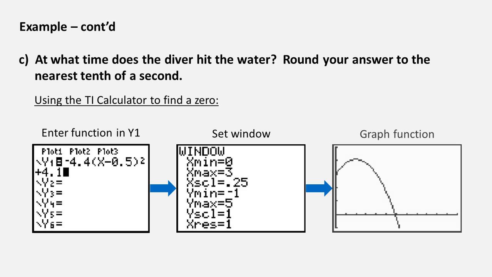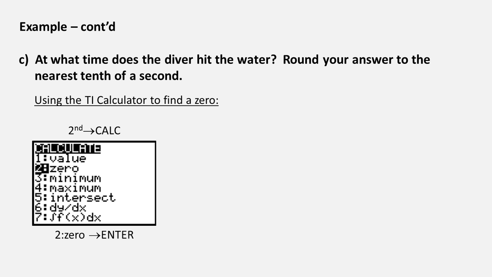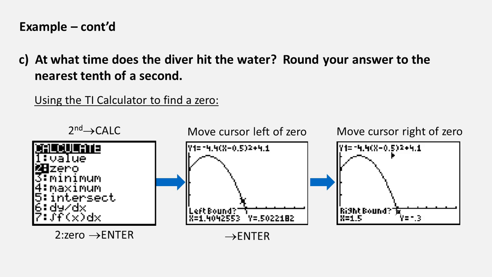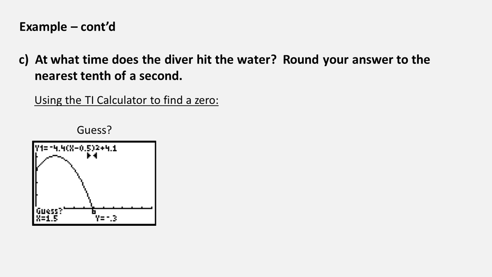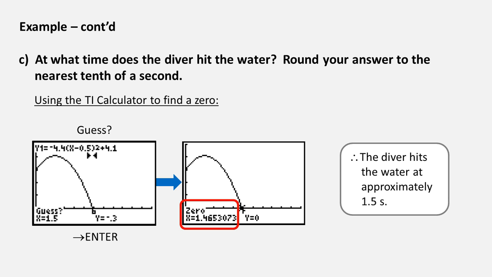Then graph your function. Now we can use the zero function to find the coordinates of the point where the diver enters the water. To do this, enter second, calc, number 2, zero. Move your cursor just left of the zero and hit enter, then move it to the right side of the zero and hit enter again. Press enter one last time and the zero will appear at the bottom of the screen next to x equals. From the calculator, we see the zero is located at approximately 1.465. Therefore, the diver hits the water at approximately 1.5 seconds.